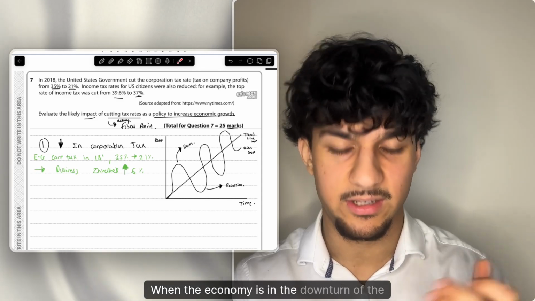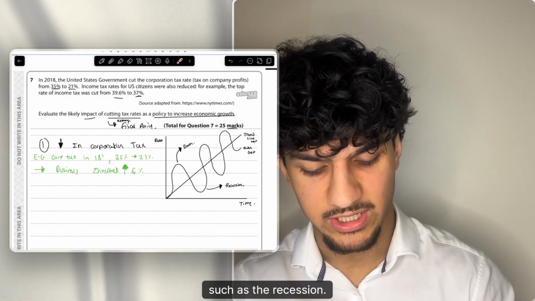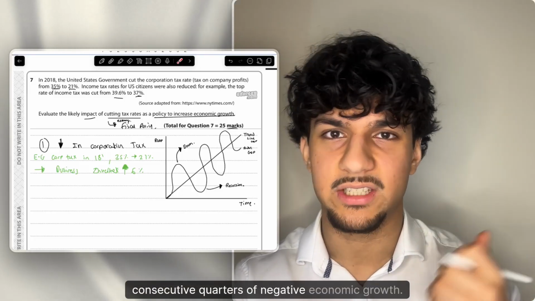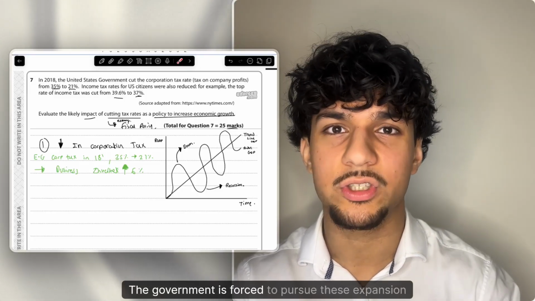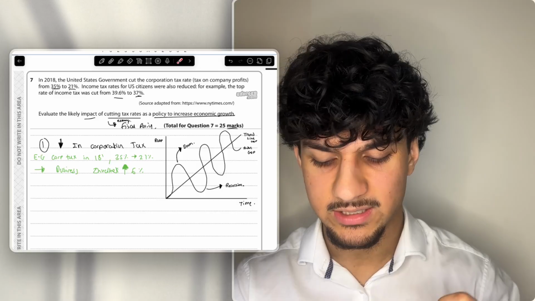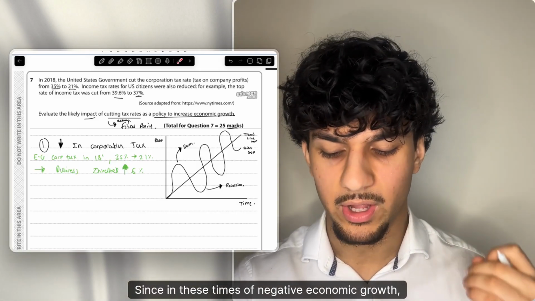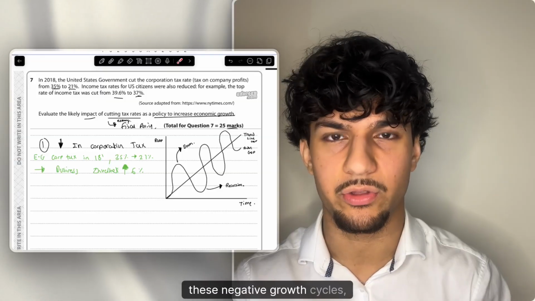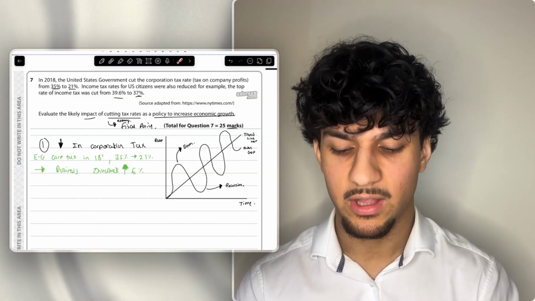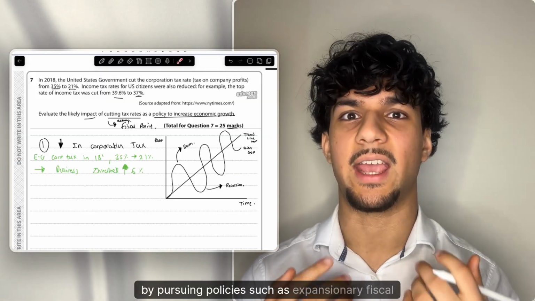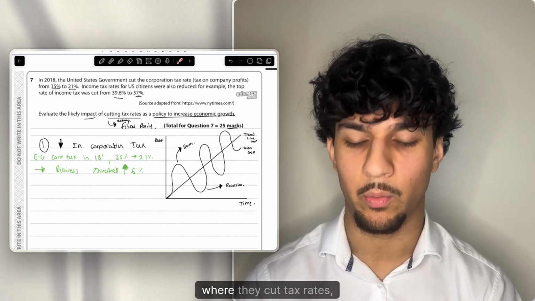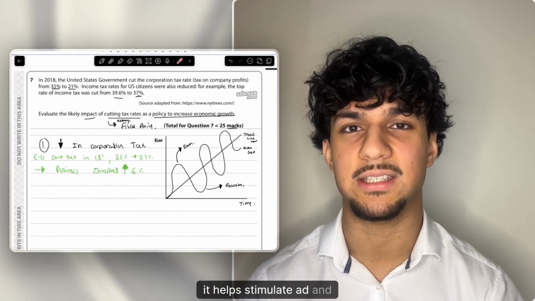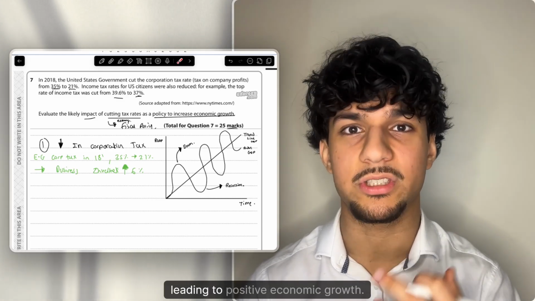When the economy is in the downturn of the economic cycle, such as a recession, where an economy suffers 2 or more consecutive quarters of negative economic growth, the government is forced to pursue these expansionary policies. Why? Since in these times of negative economic growth, they need to push the economy out of these negative growth cycles, the contracting economy. Therefore, by pursuing policies such as expansionary fiscal policy, where they cut tax rates, e.g. cutting corporation tax, it helps stimulate AD and leads to positive economic growth.